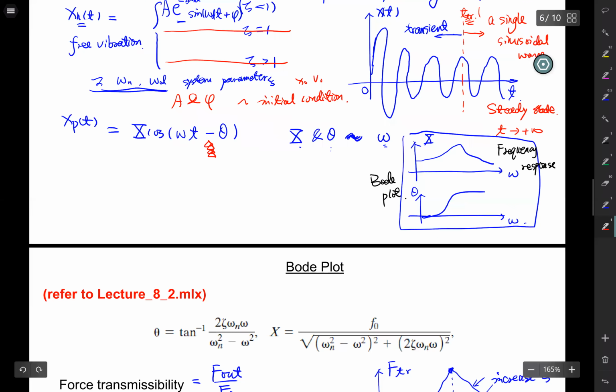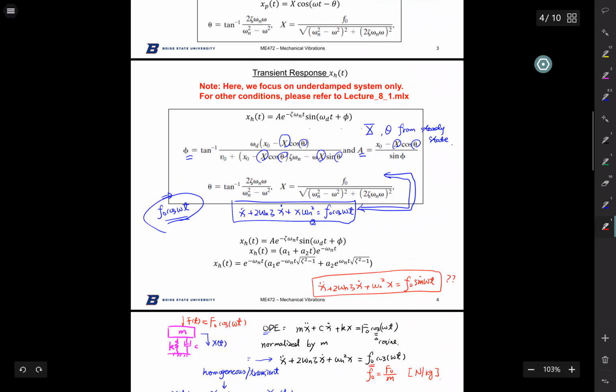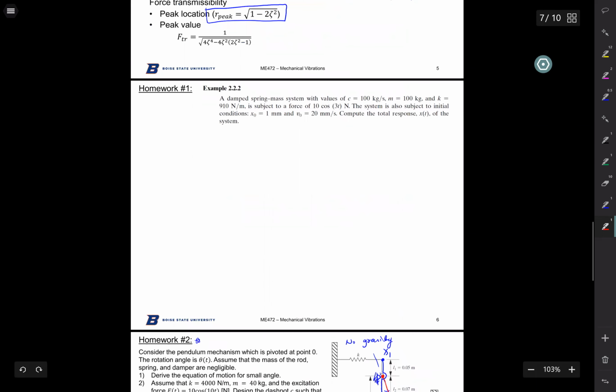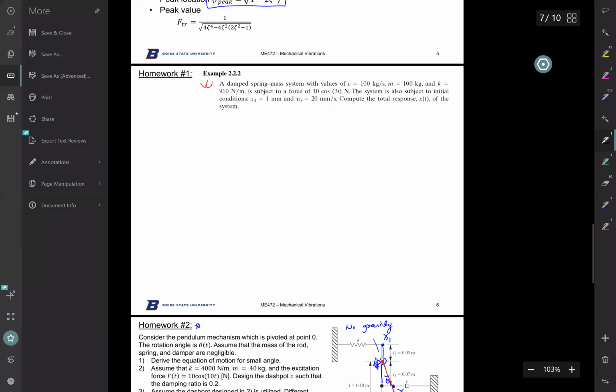So that's for lecture number 8. Any questions for these equations? To practice what we learned today, I highly suggest you solve homework 1 and homework 3. I give you all the system parameters, initial conditions, and force harmonic excitation. Can you find the x(t)? I already posted the solution online. All right. Let me see. What's next?